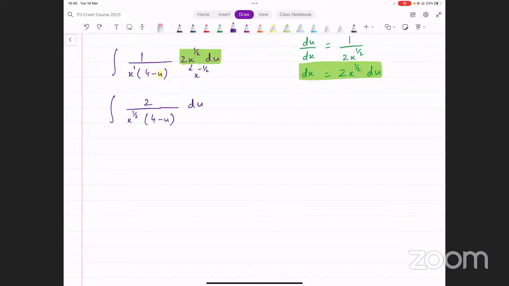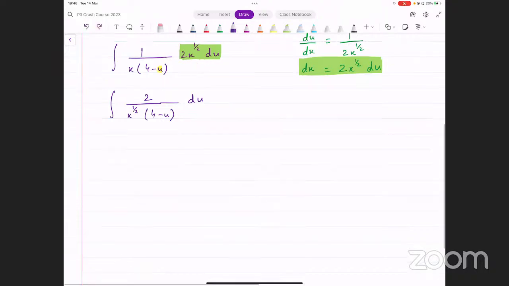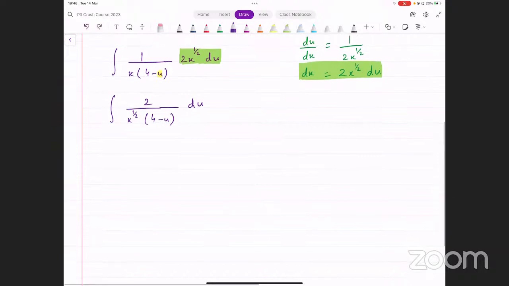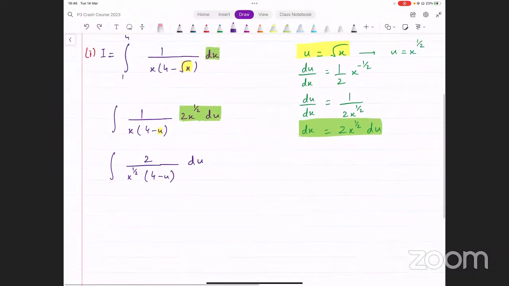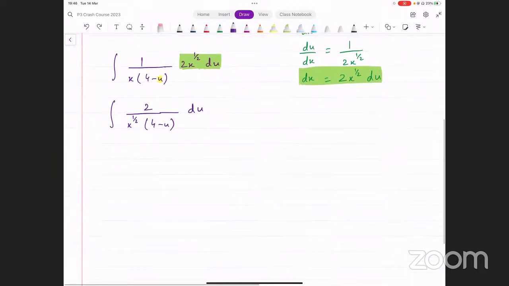All right, I've just used some indices rules here. This is what it gives me. Okay, and I still have this x power 1 over 2 here. Now I know x power 1 over 2 is exactly what u is, so I can replace this with u as well, so that it becomes 2 over u into 4 minus u, and we have something like this with respect to u. And now you have everything in terms of u, so now you should be able to integrate this.